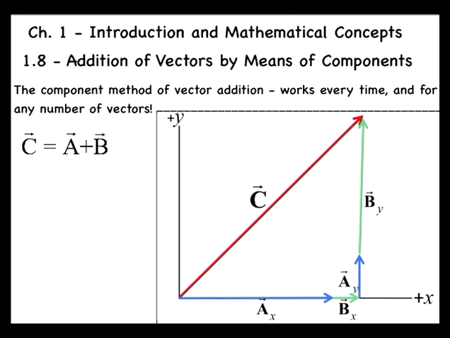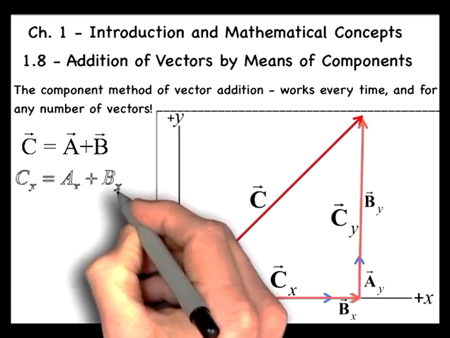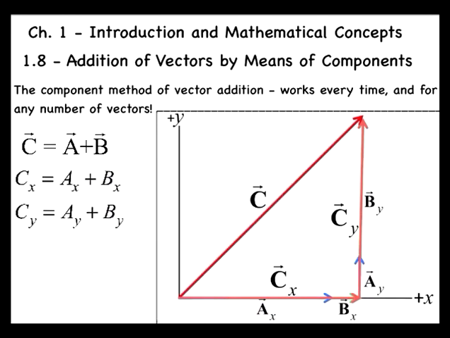Notice that vectors a sub x and b sub x are now collinear, as are vectors a sub y and b sub y. Let's now add the x and y components of the resultant vector c to the figure. Notice it has an x component along the positive x direction and a y component along the positive y direction. Now it's easy to see that the x component of the resultant vector is just equal to the sum of the x components of vectors a and b. Likewise, the y component of the resultant vector is equal to the sum of the y components of vectors a and b. This is the power of the component method of vector addition.